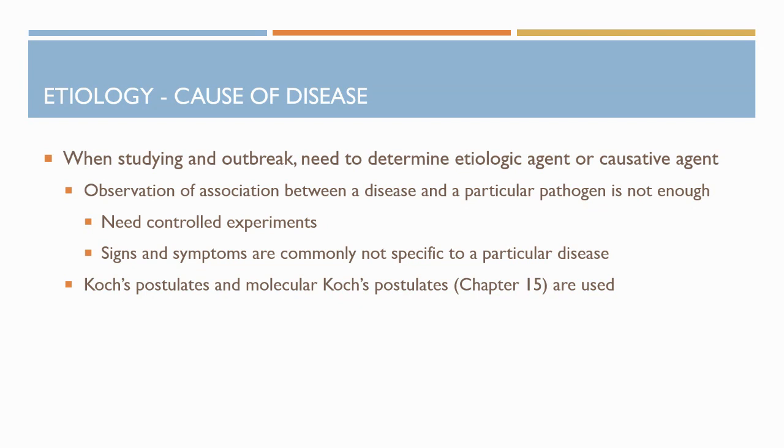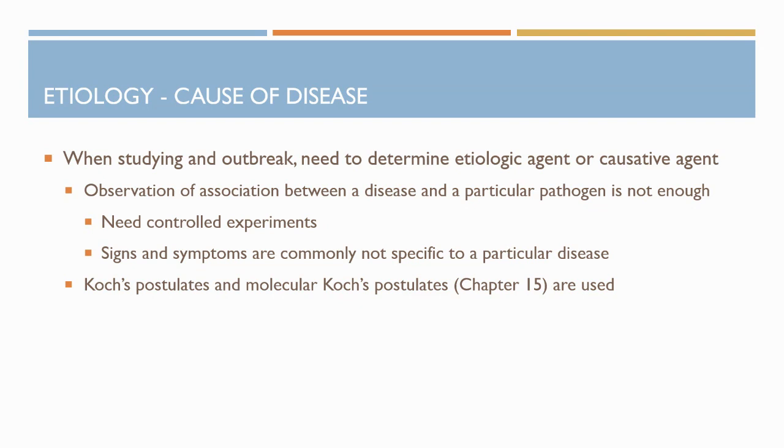So this gets back to Koch's postulates, as we talked about in chapter 15. Just seeing that a disease is present at the same time as a particular pathogen is not enough. If we did that, then all our normal biota would have an association. So just because a pathogen is present, say, oh, E. coli is always present in our body, that must be why we're sick. No, not really. We can't just have the presence of a pathogen and the disease.